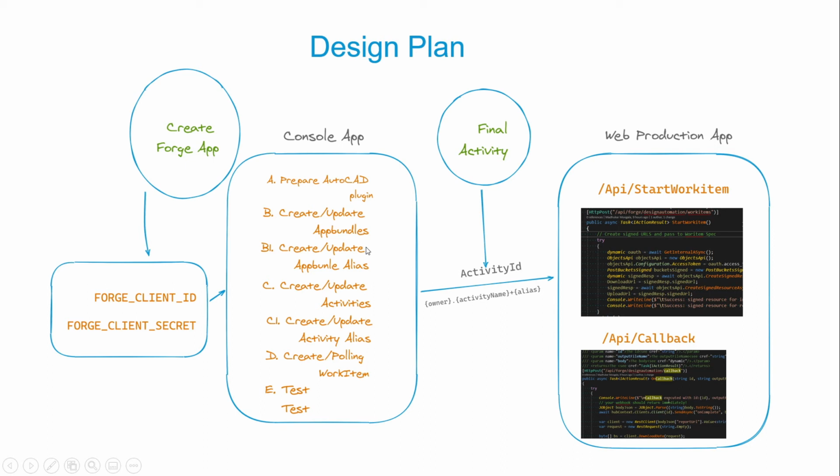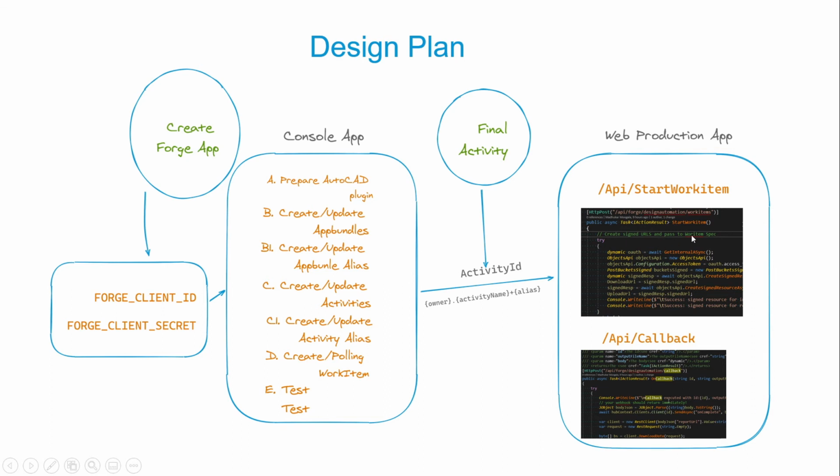I'll rewrite my code. Then I will just trigger this client application, where the bundle gets updated, the activity gets updated, the polling starts again, and the work item gets started again. So I will keep testing until I get a satisfactory result. Then I'll note down this activity, so I need not worry about it again.